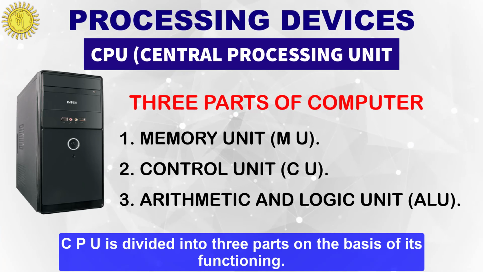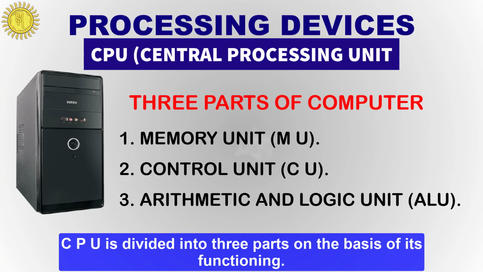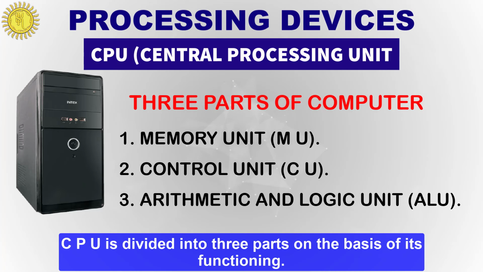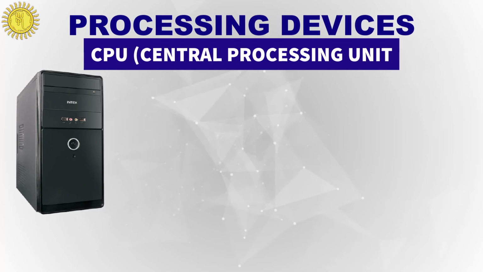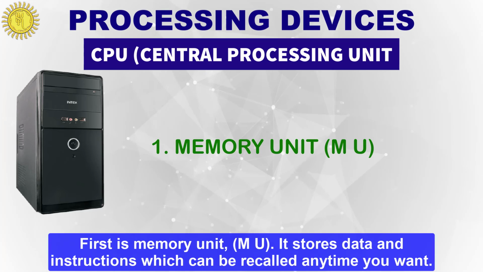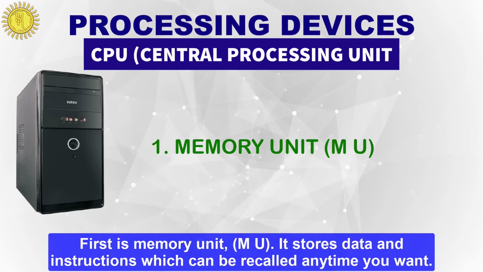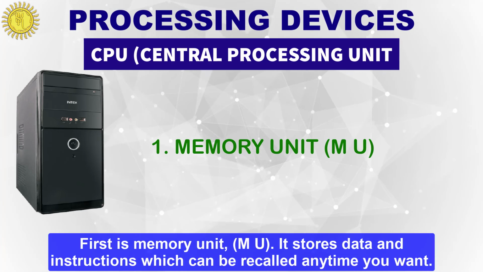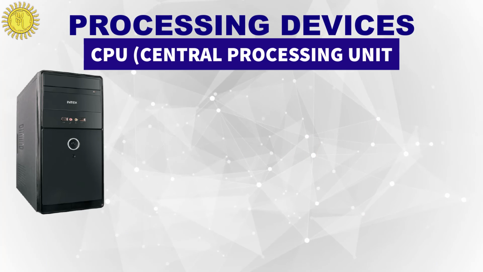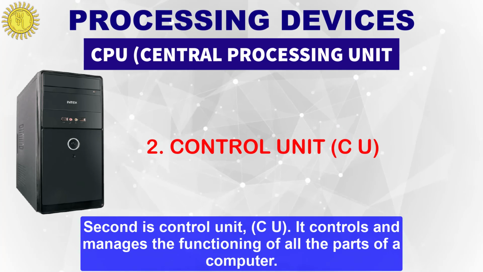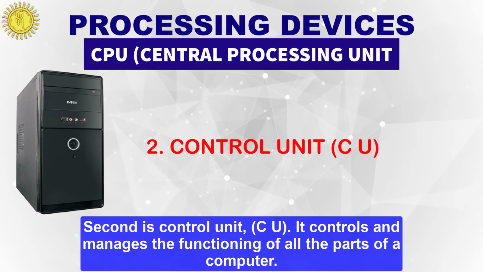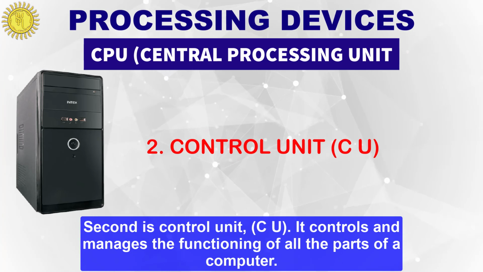CPU is divided into three parts on the basis of its functioning. First is memory unit, MU. It stores data and instructions which can be recalled anytime you want. Second is control unit, CU. It controls and manages the functioning of all the parts of a computer.